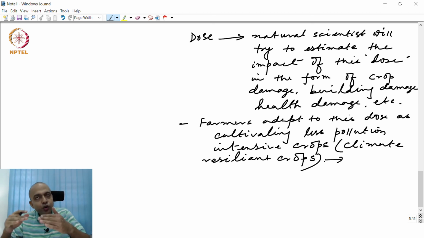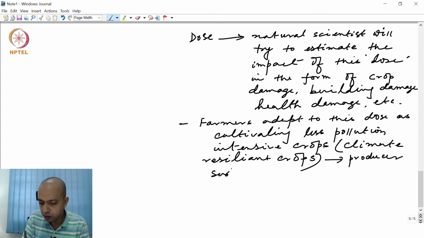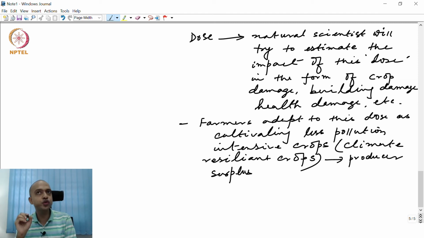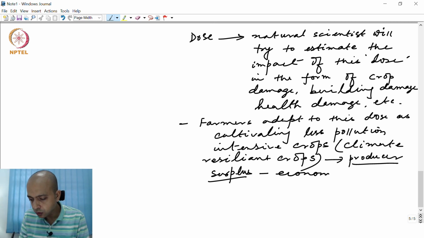So what will happen? There would be a change in farmers' profit. We don't know whether it is negative or positive. That may lead to, in some cases, positive impact as well. So whatever happens, negative or positive, there would be some change in producer surplus. And that producer surplus would be treated as the economic value of environmental quality.